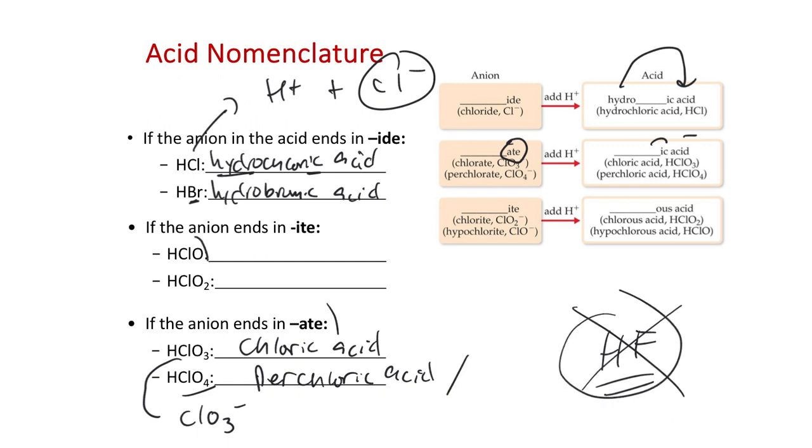So if we recognize the ite ending of the anion in its acid form, we need to know a name that's different for ClO2 from ClO3. So the ending for the ites is ous acid. So HClO2 would be chlorous acid. So chlorite to chlorous acid. And then hypochlorite to HClO would be hypochlorous acid.